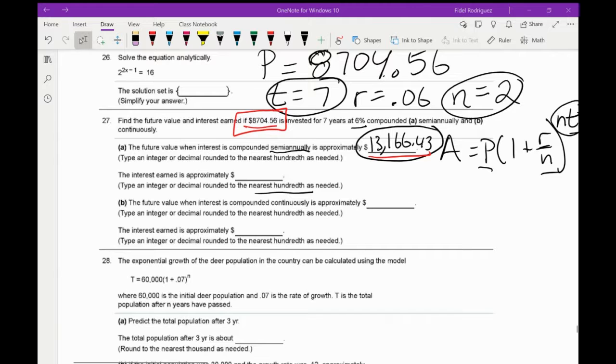I'm going to subtract the 8704.56 that we started off with. And again, to the nearest penny, this is giving me 4461.87. Okay. And again, all I'm doing here, y'all, is just subtracting those two numbers right there. Okay. All right. Now let's go ahead and do part B.